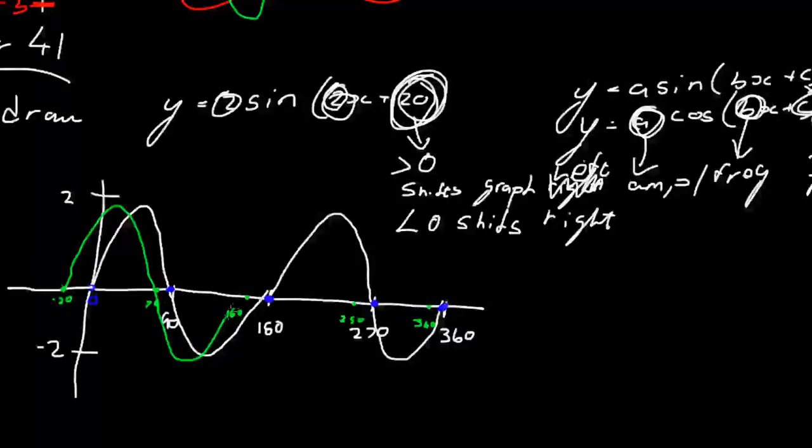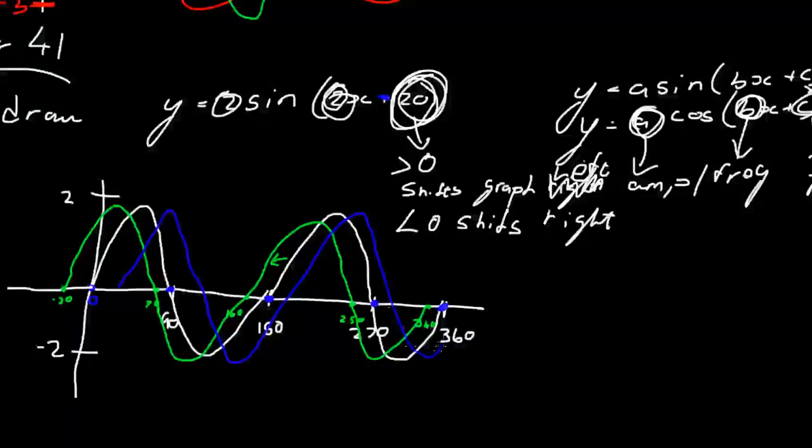And that's really all there is to it. So the amplitude doesn't change with the phase shift, it's just that the actual position of the graph shifts. Okay, so we shifted to the left by 20 degrees. And if that were a minus 20, then our graph would have shifted to the right. So it would have looked something like this. And there you have it. That's all there is to it.